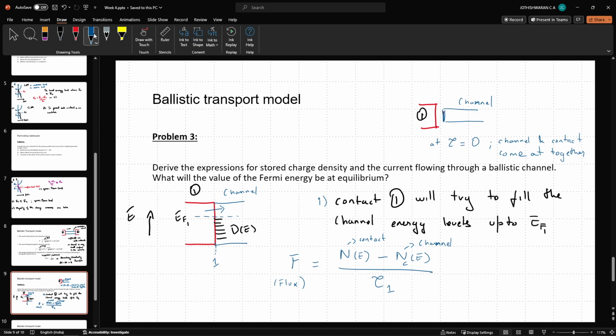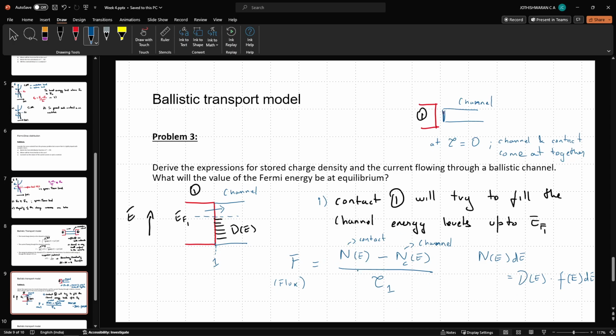So N of E dE, this is the correct way to write it, is equal to D of E, which is the density of states, times F of E dE. The whole thing is integrated to get the complete electron density in this case.